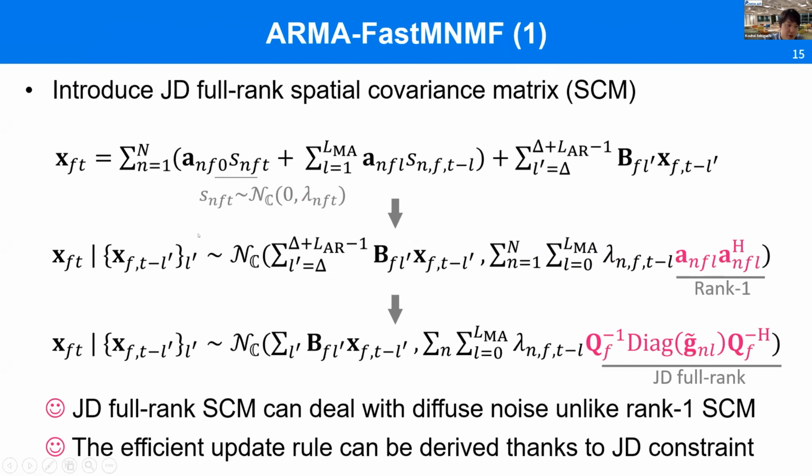From the expression of the ARMA model, we can get the probabilistic model of X_ft by these second expressions. This model is based on rank one spatial covariance matrices. But in this work, we replace these rank one SCMs by jointly diagonalizable full rank matrices. This is because the jointly diagonalizable full rank SCM can deal with diffuse noise, unlike rank one spatial covariance matrices, and we can derive efficient update rules.